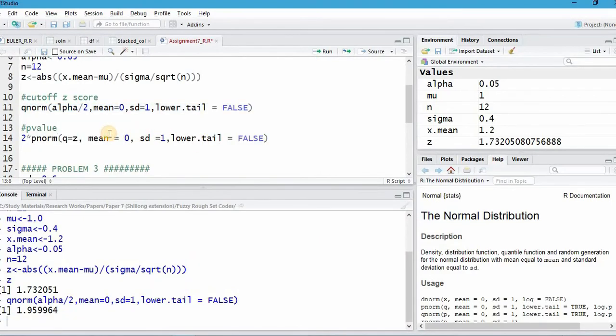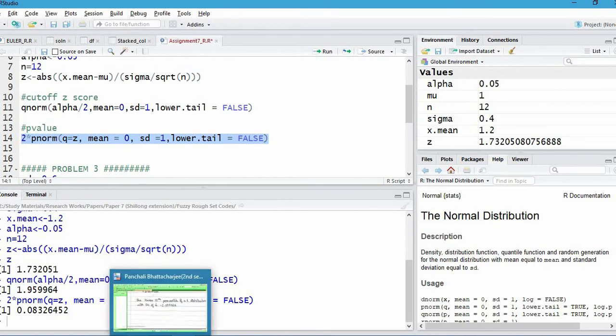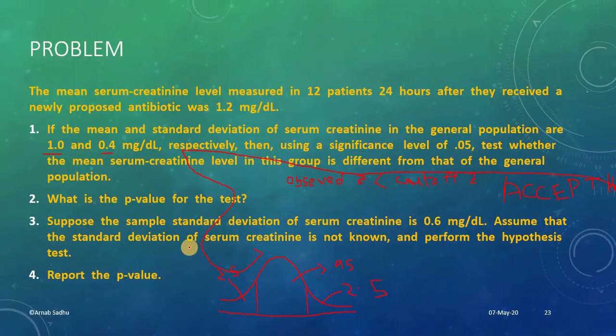To find the p-value, as it is a two-tailed test, we will use the pnorm function with lower.tail equal to FALSE, and mean equal to 0 and sd equal to 1. With the z value, and as it is two-tailed, that is both in the left and right part, we just multiply the result by 2. So the p-value here is 0.083. So the p-value we can report is 0.083.